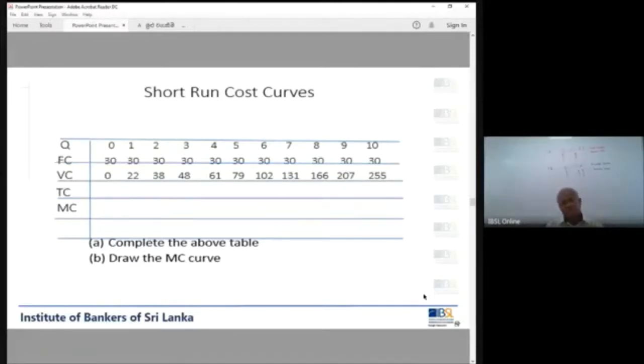MC. Can you calculate? TC: 30 plus 0, 30 plus 22, TC, 30 plus 38, TC, 30 plus 48, TC, like that, 30 plus 255, TC. MC is changing cost divided by changing output. Please, we'll spend 5 minutes. Can you do that? 10 minutes. Now it is 12:05, 12:15. We'll discuss this.